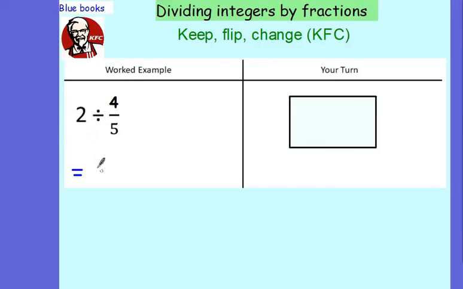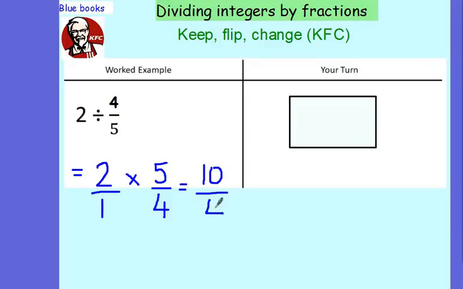I want to keep my first number the same. My first number is a 2, I keep it the same. I flip my second fraction over, which gives me 5 over 4. And I change my sign from a division to a multiply. I want to write my 2 as a 2 over 1, just so I don't get confused. 2 times 5 gives me 10 on the top. 1 times 4 gives me a 4 on the bottom. I could simplify that by dividing top and bottom by 2, which would give me 5 over 2.